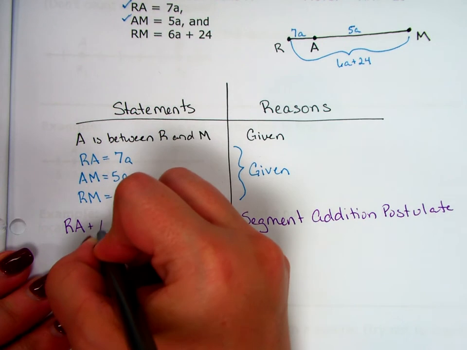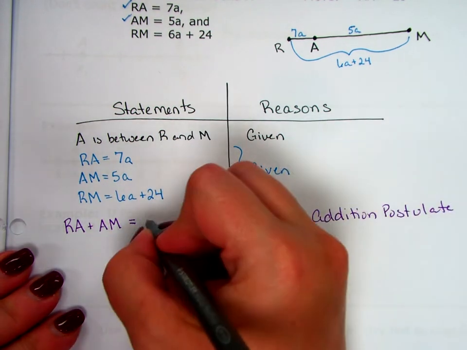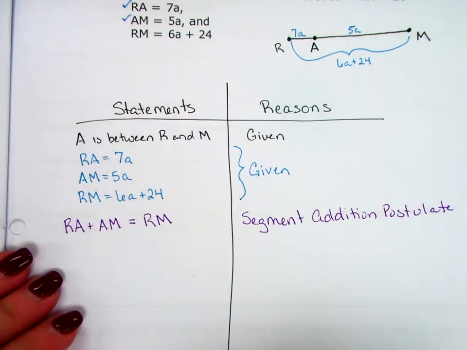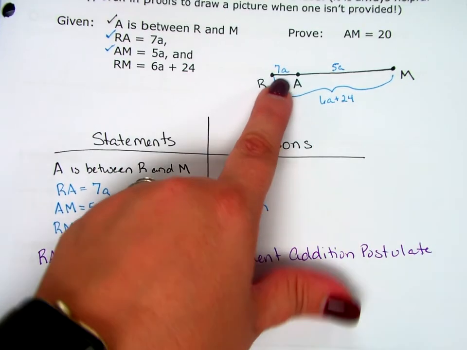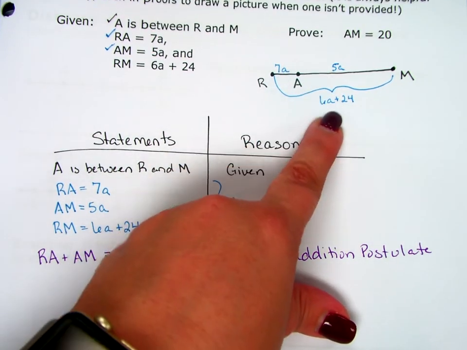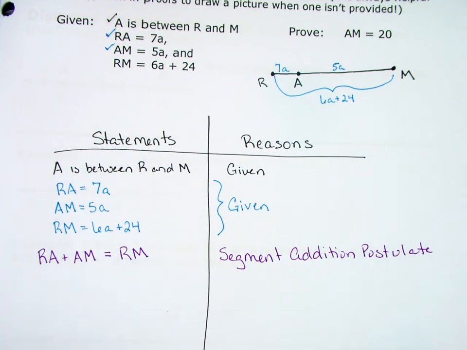RA plus AM equals RM. Good. It's real tempting for people to skip that and go straight to having already substituted everything in, because you look at your picture and you go, oh, I already know to add these two together and it's going to equal this one. And then when I mark it wrong, you go, Miss, you know what I meant. And I go, no, I didn't. Okay? So don't skip that step.